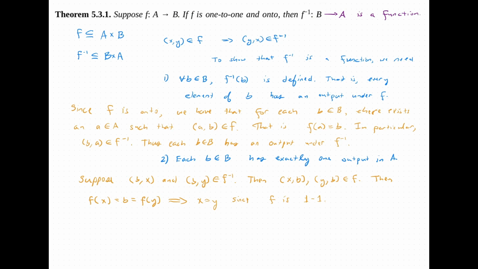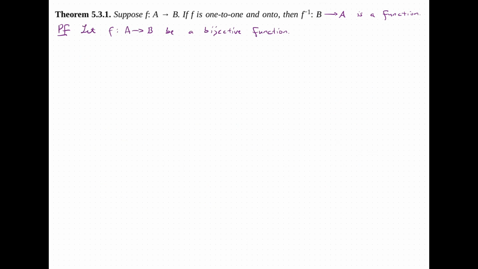So now let's go ahead and formally write this up. Here's the formal proof. We have f is a function that is bijective going from A to B. The first part that we had in our scratch work was to show that if we look at the inverse relation f inverse, every input has an output, and we use the fact that f was onto for that purpose. So let's go ahead and switch to y's. Let y be in B.